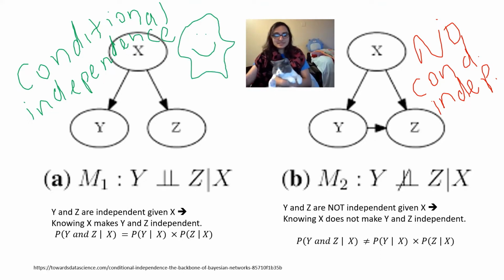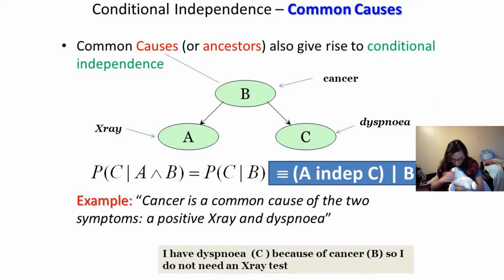So this is an example again of conditional independence here. That's what is shown by independence given something. And this is no conditional independence. So conditional independence, as we've seen, could arise from common causes.